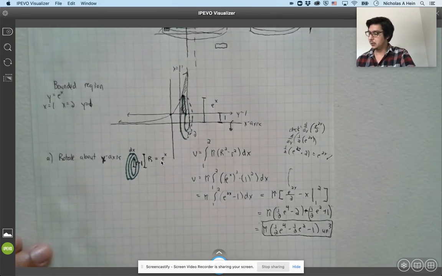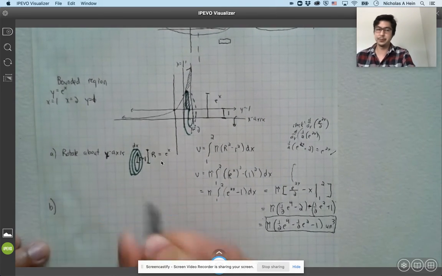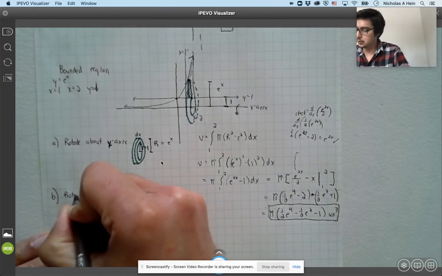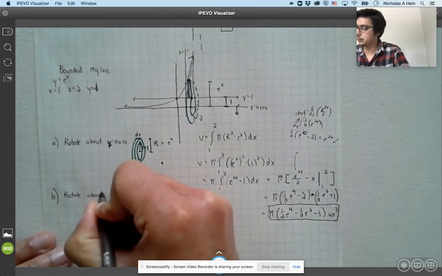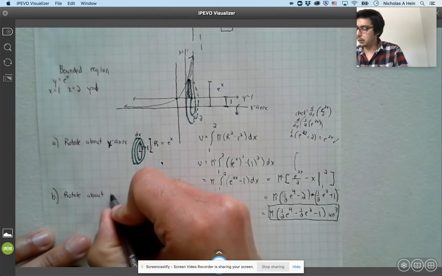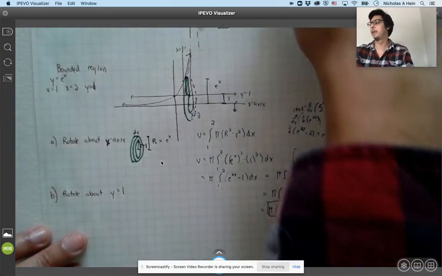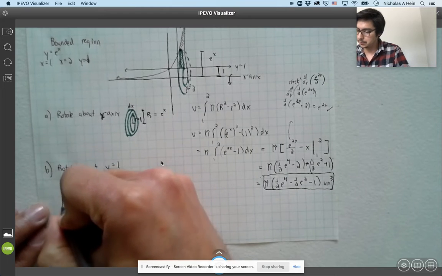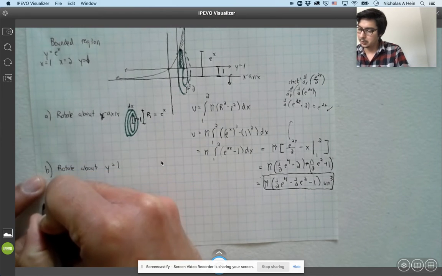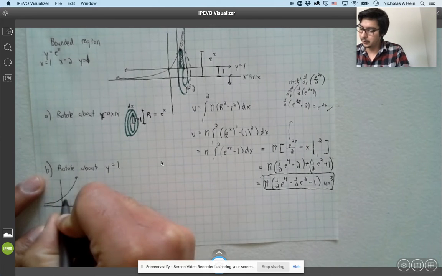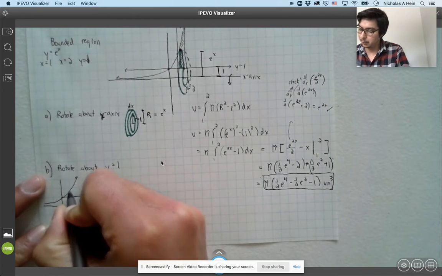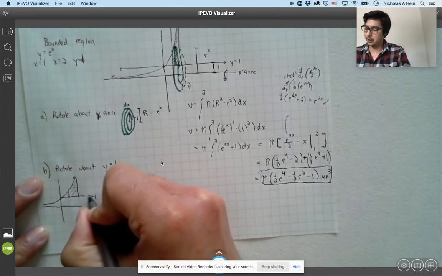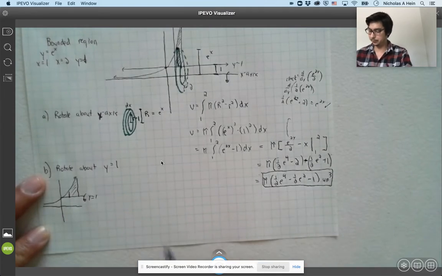Okay. Let's do another one. Let's say B. Let's rotate, say, about y equals 1. Okay. So if we rotate about y equals 1, let's draw a new picture to help you see this. A little sketch. So you have e to the x, you have 1, and then we're going from 1 to 2, so it's this region here. And we're going to rotate about this line y equals 1.